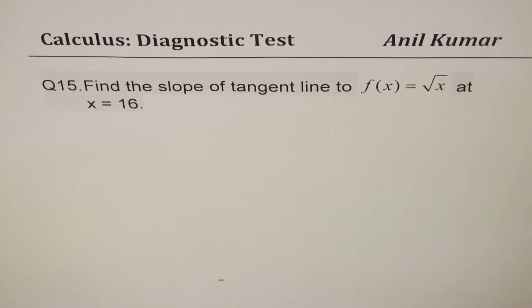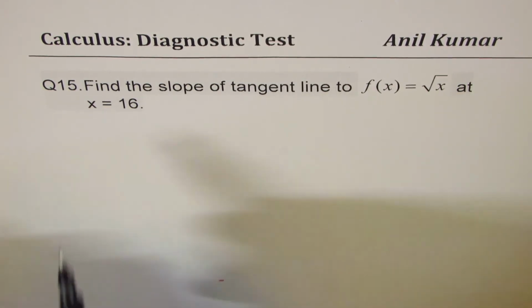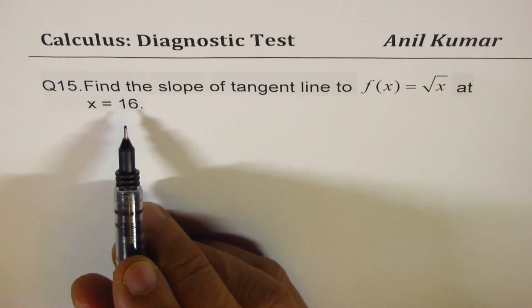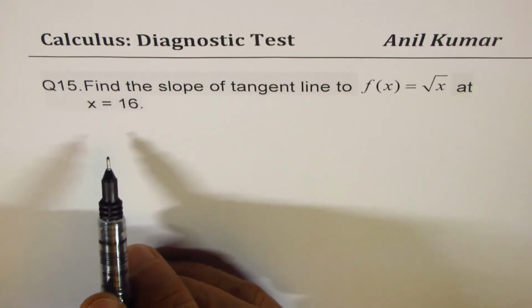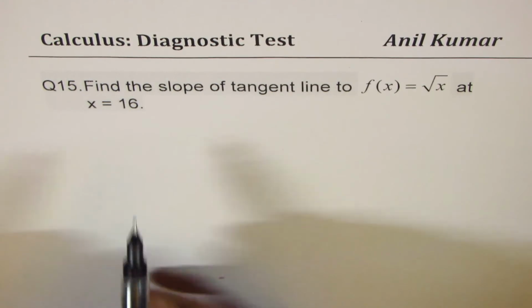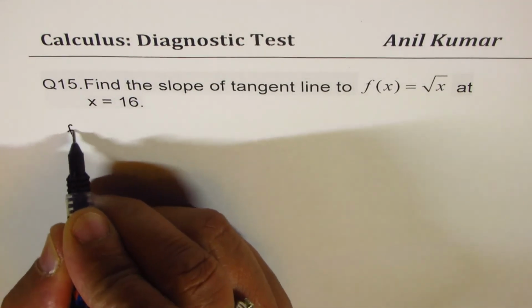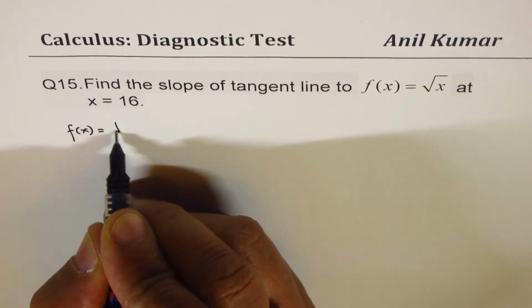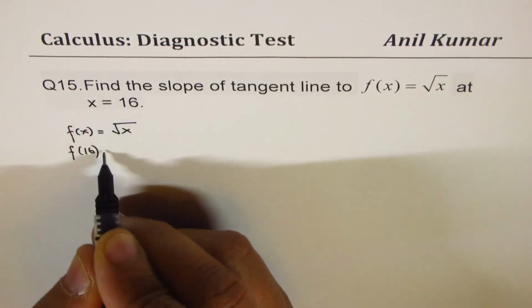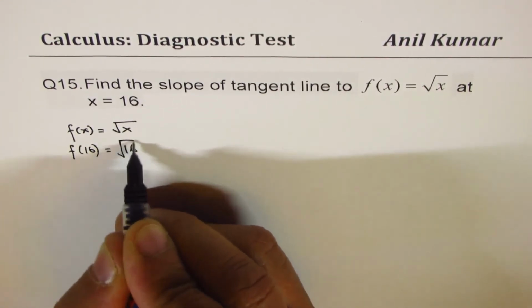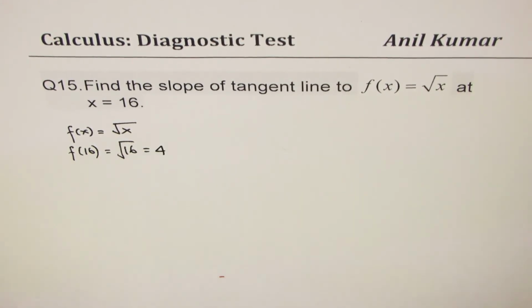Question number 15. Find the slope of tangent line to f of x equals square root x at x equals 16. Now here I'll adopt a third method of finding slope of a tangent line. So we are given the function f of x equals square root of x. f of 16, that is x equals 16, should be square root of 16, which is 4, correct?